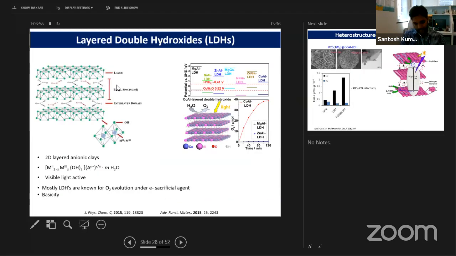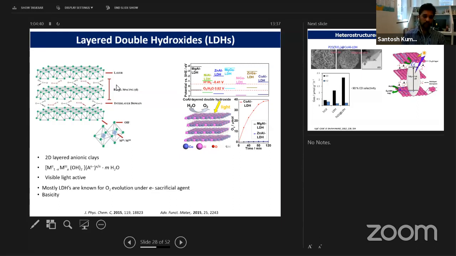So what we did, particularly me as a PhD student, or even during postdoc, we always start with the known thing. So I started with titania, but looking at the advantage and the future perspective, it was not working for me. So what I did is I combined it with layered hydroxide. These layered hydroxides are 2D layered anionic clays. It's a very cheap material, readily available and environmentally friendly.